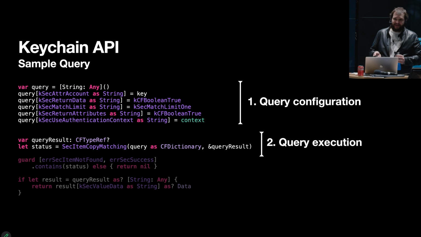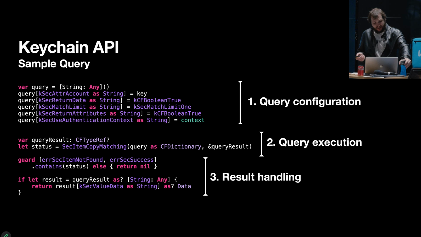The second part is actually execution of the query. This is where the magic happens. And the third part is the request and response processing. We analyze what happened, and we analyze whether we can actually get the data. Decoding and encoding of the data happens there, and passing it further to an application context.